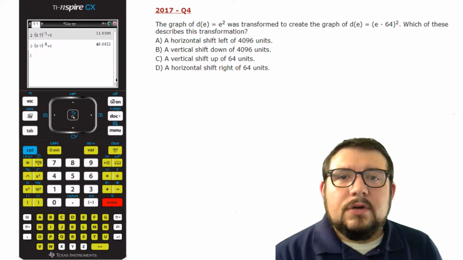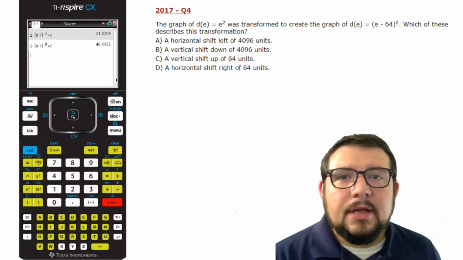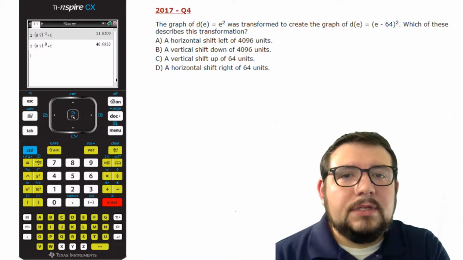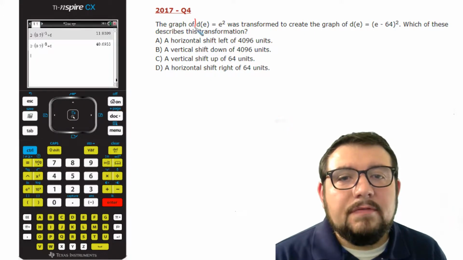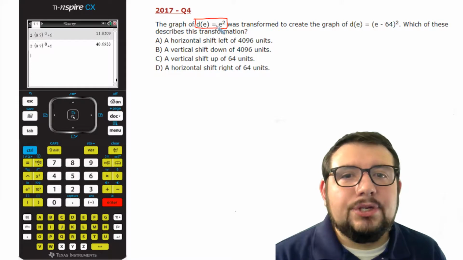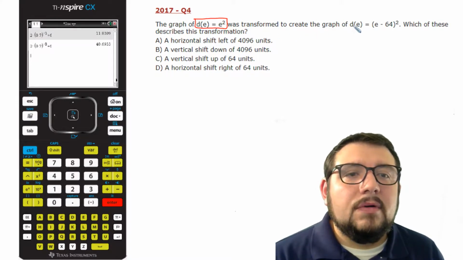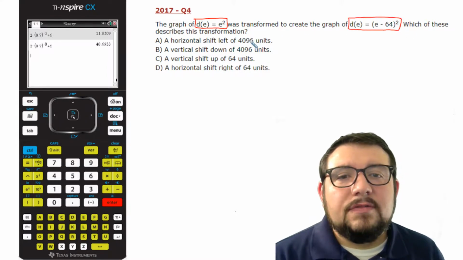Today we're going to be solving question 4 from the 2017 Algebra 1 STAAR using the TI-Nspire calculator. So let's get started. The first thing I see is it says here the graph of a function, so we'll circle that. Remember, when we see an equation with the TI, we should be happy, we can work. It was transformed to create the graph of another function. Which of these describes this transformation?